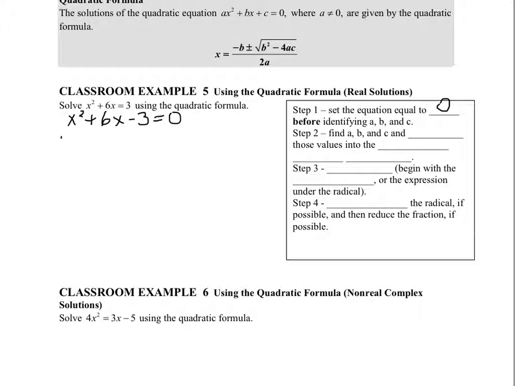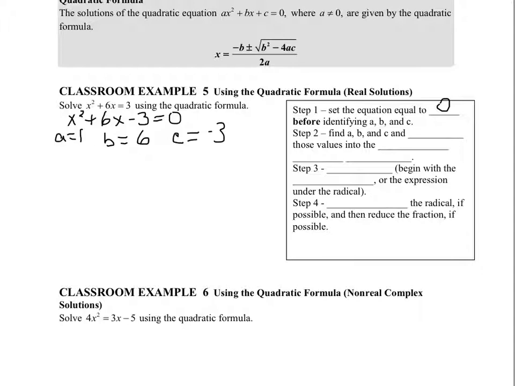Now the a is the value that's in front of the x squared. I don't see a number. Remember, it's understood to be 1. If we don't see it, it's 1. B is the value 6. C is negative 3. My signs are very important here, so I need to make sure I've written everything carefully and that I include the correct signs when I identify A, B, and C.